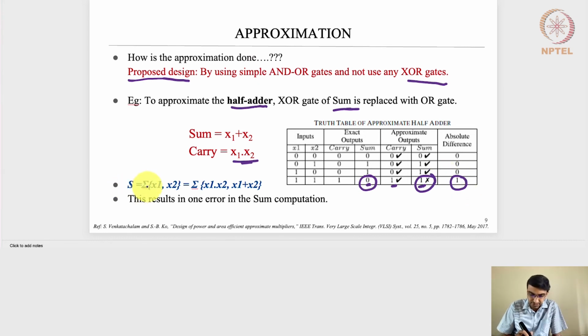So the sum is equal to the summation of x1 and x2. I can also consider it to be x1 AND x2, comma x1 OR x2. Right. So this results in one error in the sum computation. All right, so what we are saying is, if I consider the addition of x1 and x2, we can actually do x1 AND x2 and then an addition with x1 OR x2.